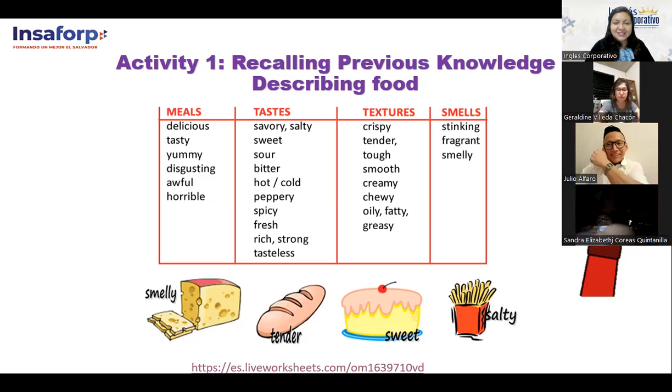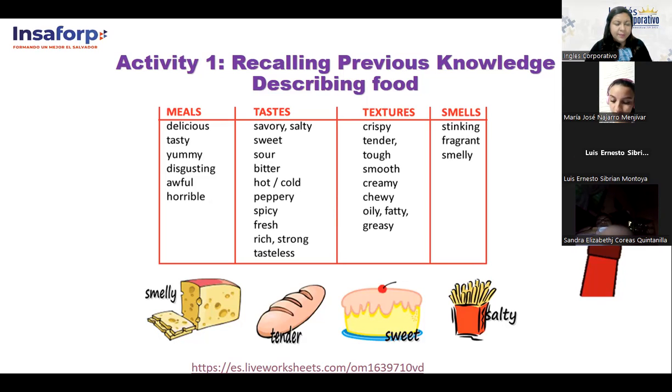Lorena de Los Angeles. Present. Thank you. What about Luis Cibrian? Present, teacher. Thank you, Luis. María José Navarro Mengíbar. Present, miss. Mary Daniela Carranza. Present, teacher. Milagro de la Paz Jiménez. Here I am, miss. Okay. Present teacher. Thank you. Nelson Adán Cerón.